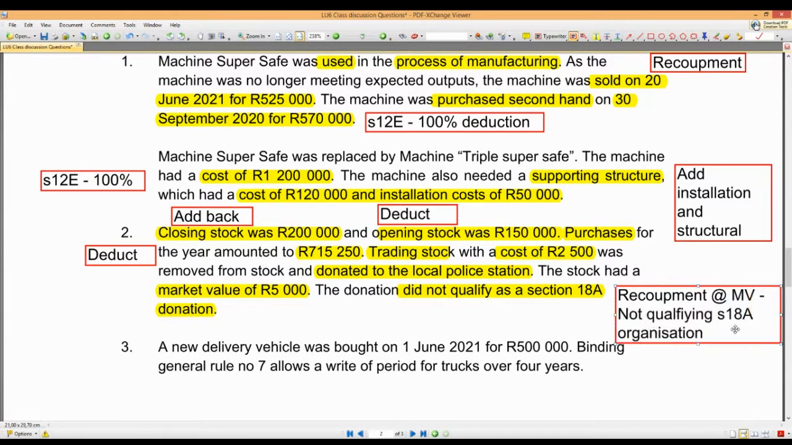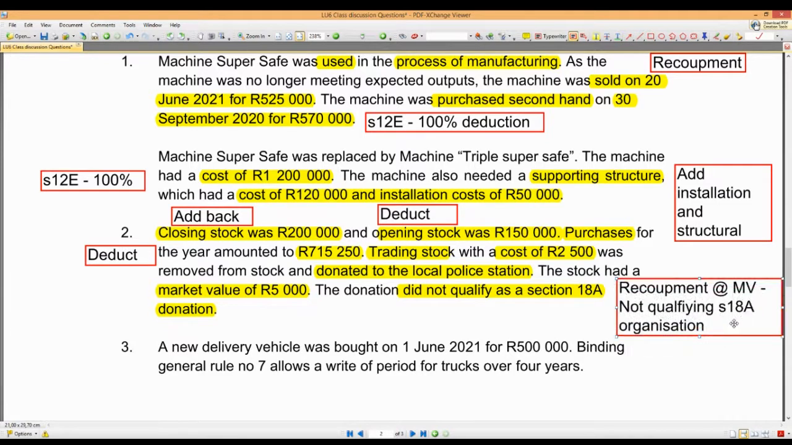So for that reason, we will use the market value when we do the recoupment, and that would also mean we do not get that additional deduction at the end. If we move on to point number 3, we purchased a new delivery vehicle on the 1st of June for 500,000.